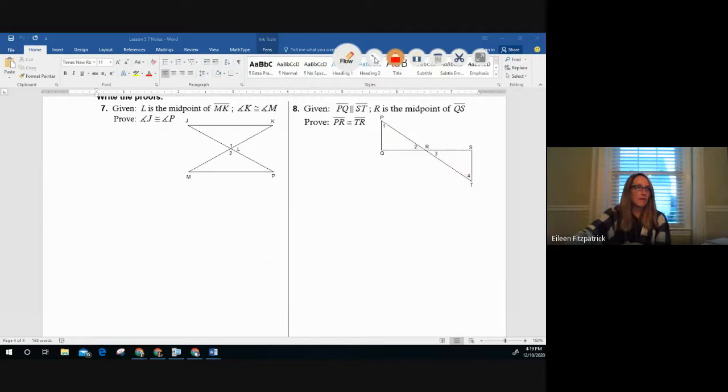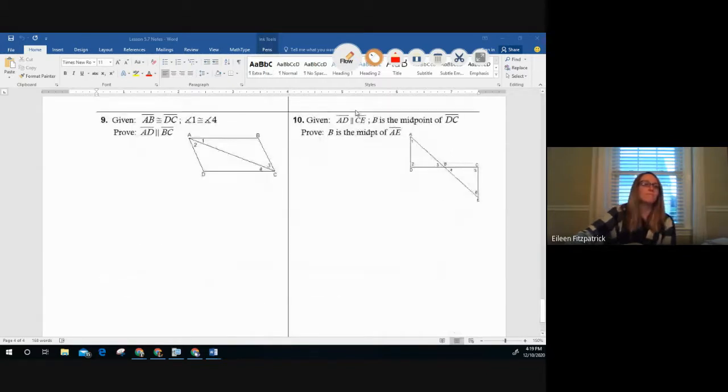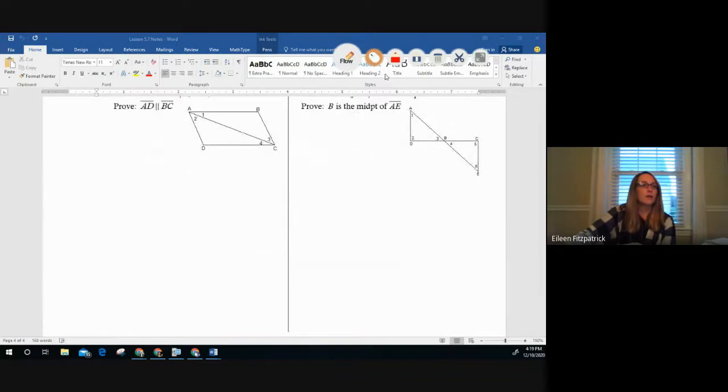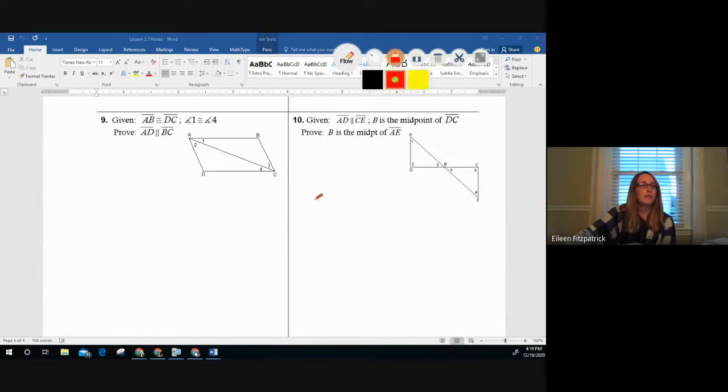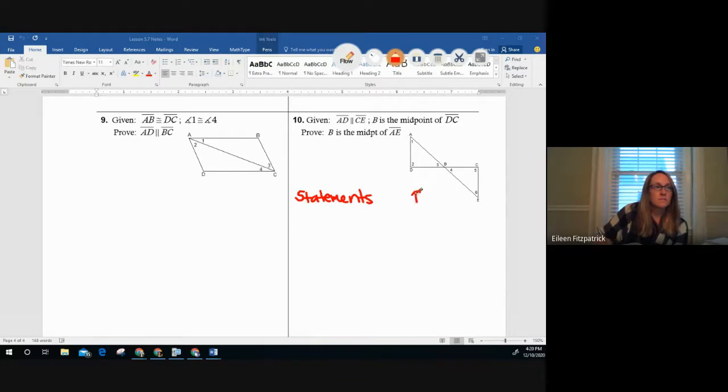I think I'm just going to do one more. I'll do the harder of the 2. I think it might be a little more challenging. Let's go down to number 10. So for number 10, set up statements and reasons, and we'll write down the givens.